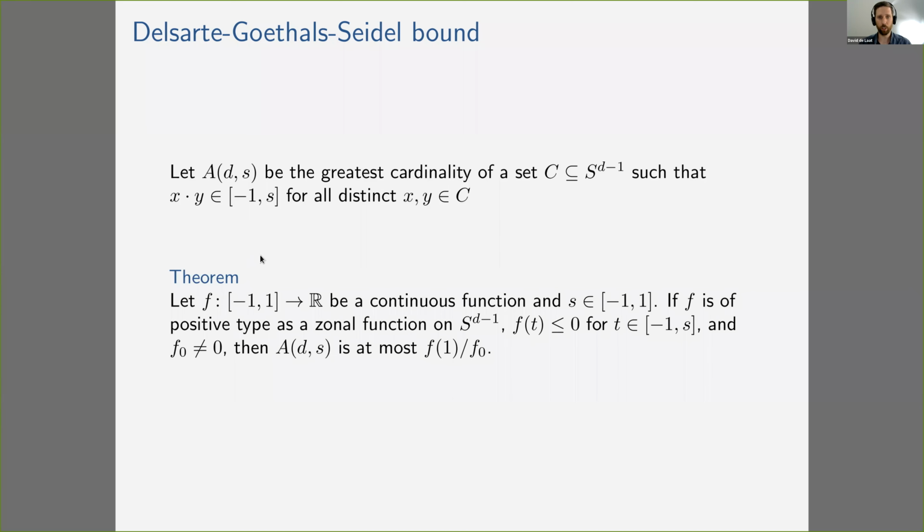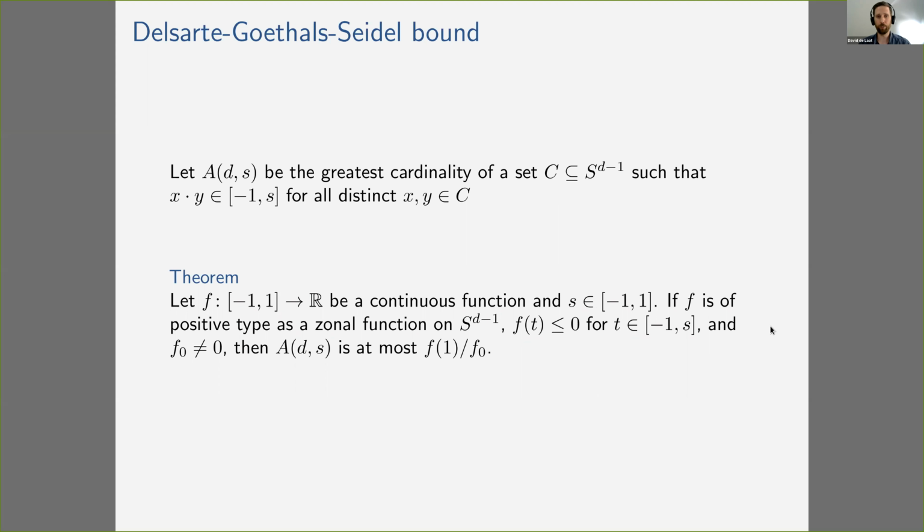Then the Delsarte-Goethals-Seidel bound says that if you take a continuous function on this unit interval that is of positive type as a zonal function on the d-1 dimensional sphere, so the sphere in R^d, and satisfies this inequality, then we can upper bound this cardinality by this expression f(1) over f_0. So this is of very similar shape to the Kornelkis bound.